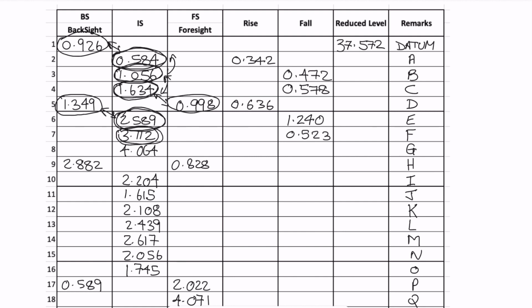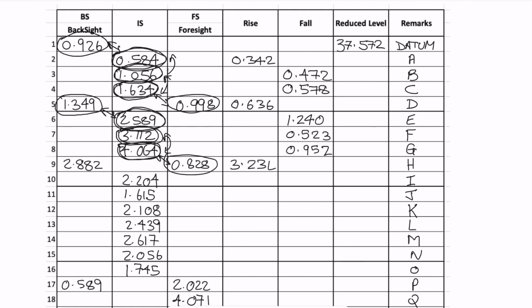Next two readings. Work out the absolute difference. Second reading is larger than the preceding reading. Again, under the fall column. Next pair of readings. Work out the absolute difference. Second reading is smaller than the preceding reading. Therefore, our absolute difference goes under the rise column.